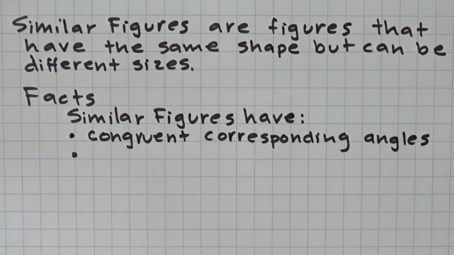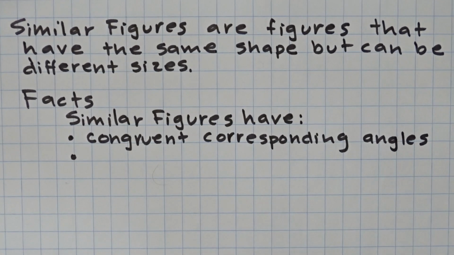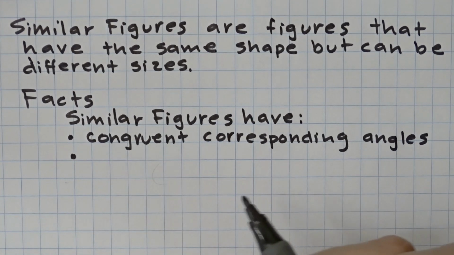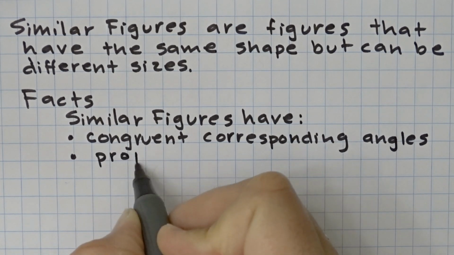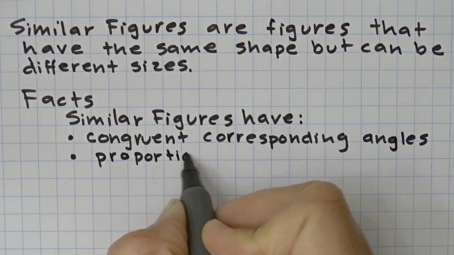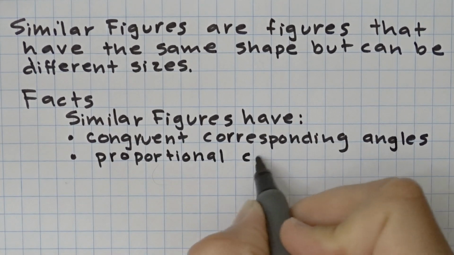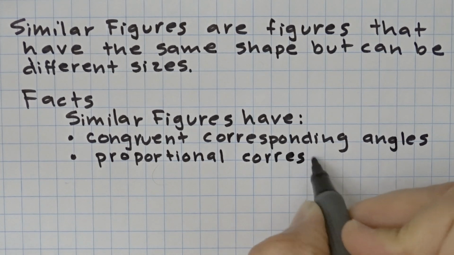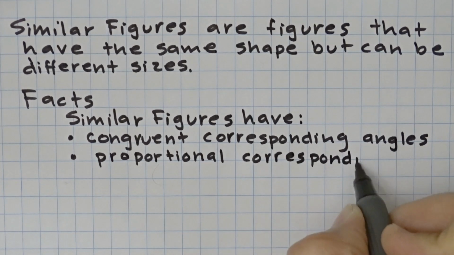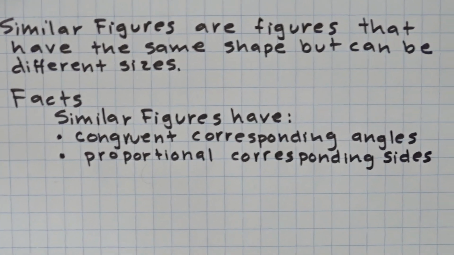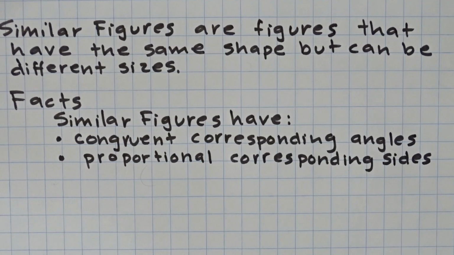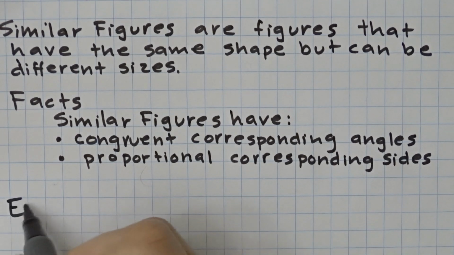And the second thing about similar figures is their corresponding sides are proportional. So they have proportional corresponding sides. So when you see two figures and you see sides that are matching, they're going to form a proportion. So I'm going to show you what that looks like. So let's look at the first example.